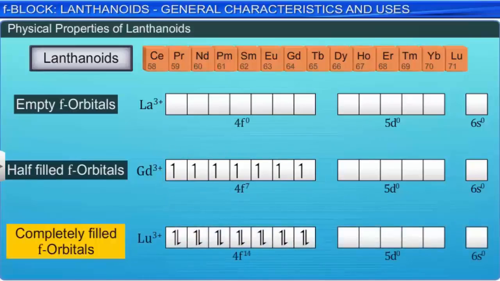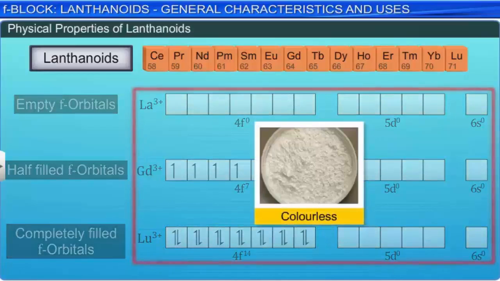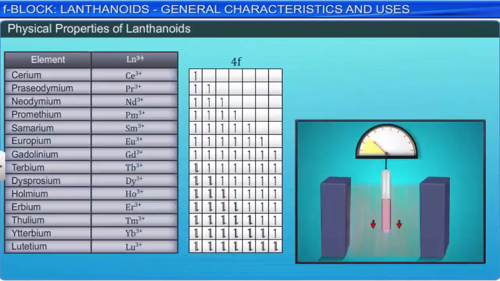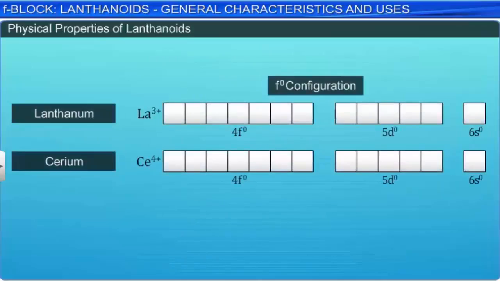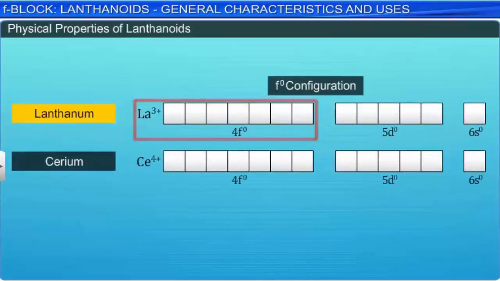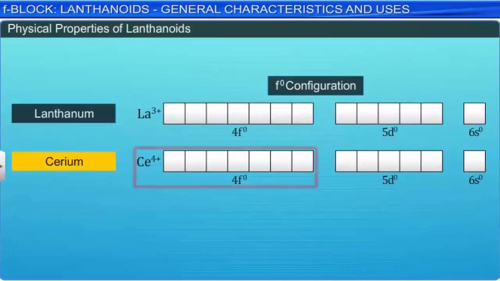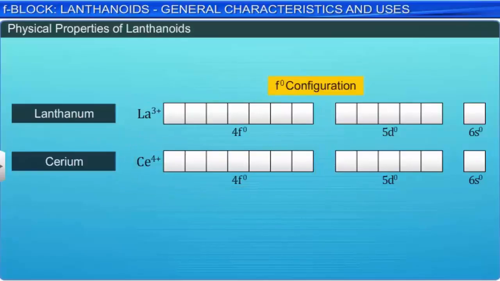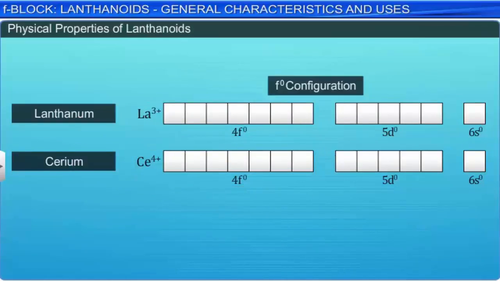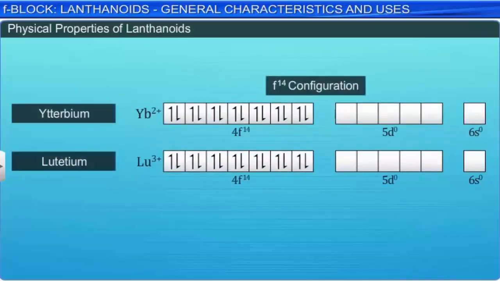Due to the presence of unpaired electrons in the 4f orbitals, all lanthanoid ions show paramagnetic behavior, with the exceptions of trivalent lanthanum and tetravalent cerium with f0 configuration, and divalent terbium and trivalent lutetium with f14 configuration. Paramagnetism is the maximum in dysprosium.